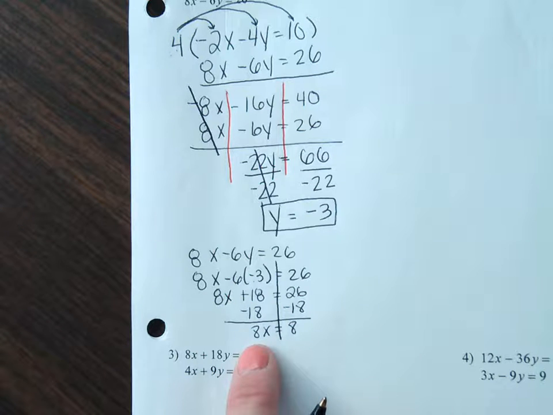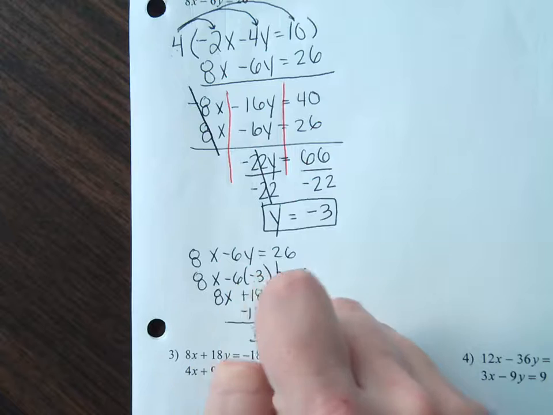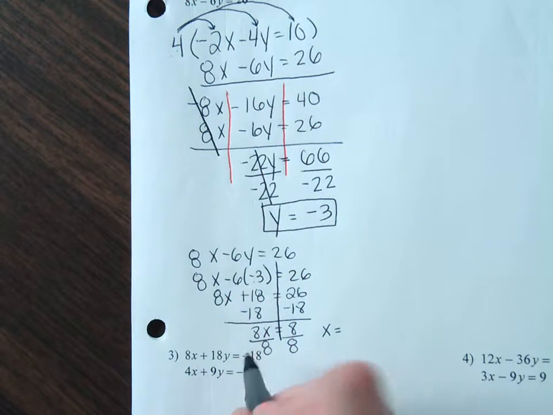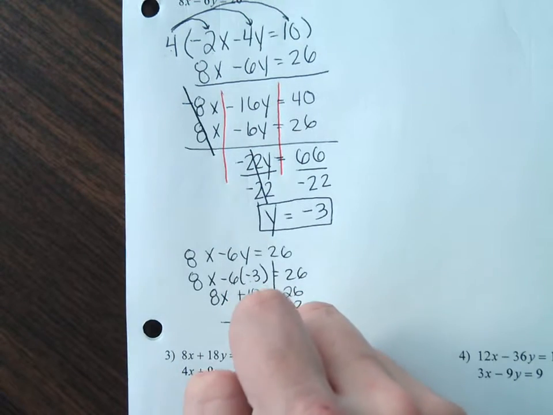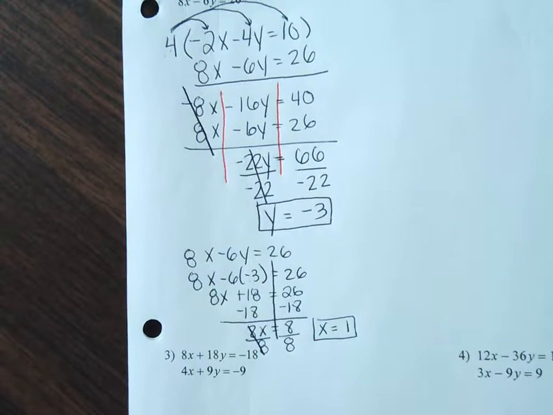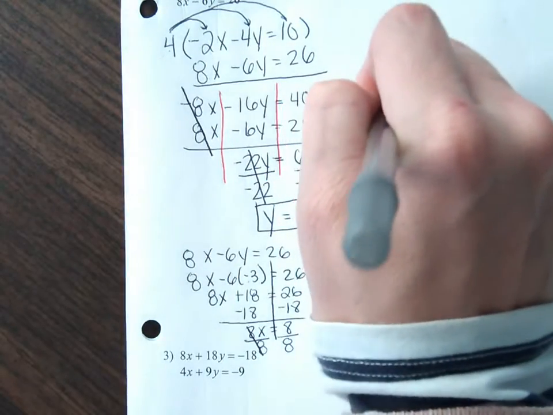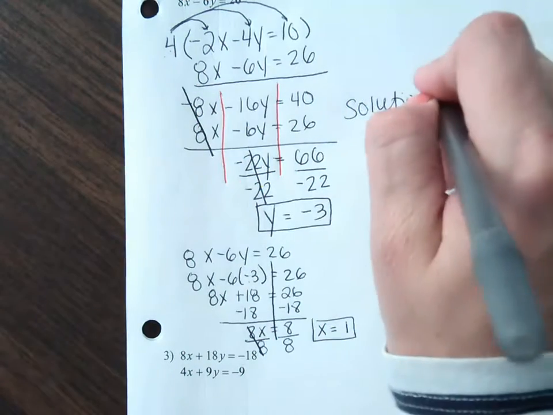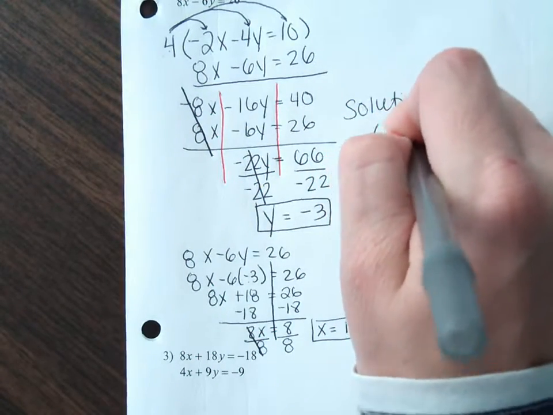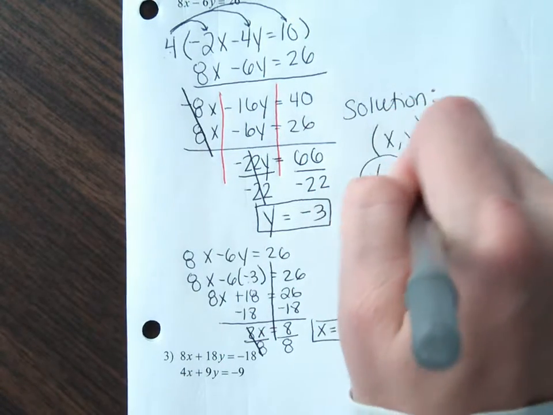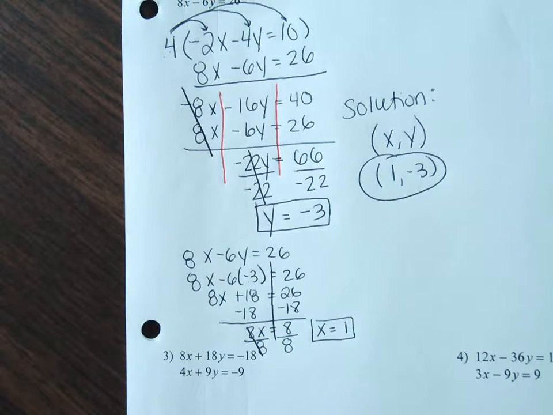The operation happening between 8 and x is multiplication. The inverse of multiplication is division, so we're going to divide both sides by 8. 8x divided by 8 gives me 1. 8 divided by 8 gives me 1, so we have our x value of 1. We have 1 solution since we have an x value and a y value. Our solution as an ordered pair, remember, is x comma y. x was 1, y was negative 3, so that is our final answer.